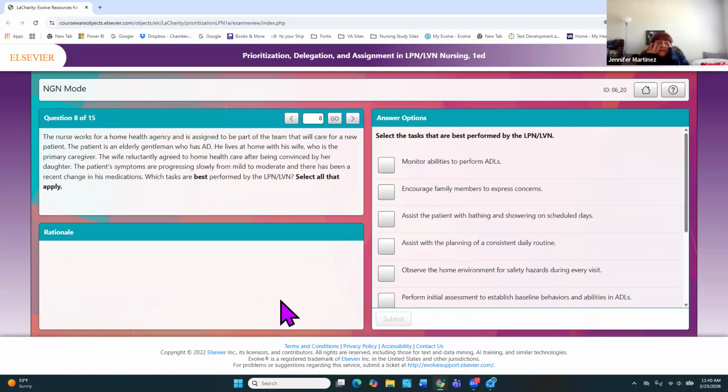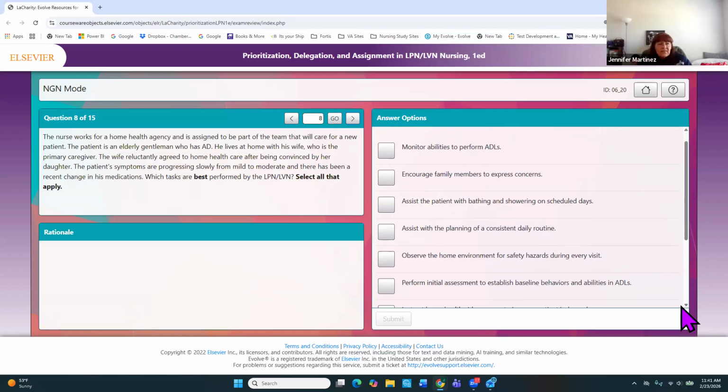All right. The nurse works for a home health agency and is assigned to be part of the team that will care for a new patient. The patient is an elderly gentleman who has Alzheimer's disease. He lives at home with his wife, who is the primary caregiver. The wife reluctantly agreed to home health care after being convinced by her daughter. The patient's symptoms were progressing slowly from mild to moderate, and there has been a recent change in his medications. Which tasks are best performed by the LPN/LVN?